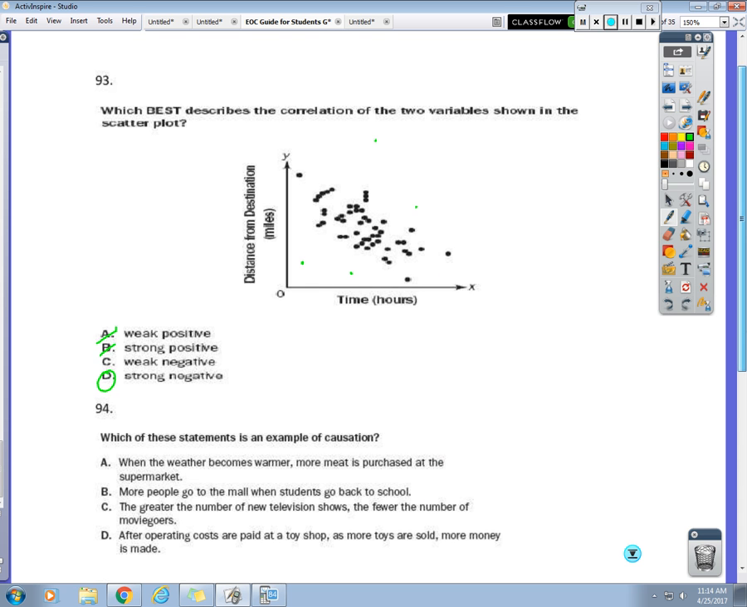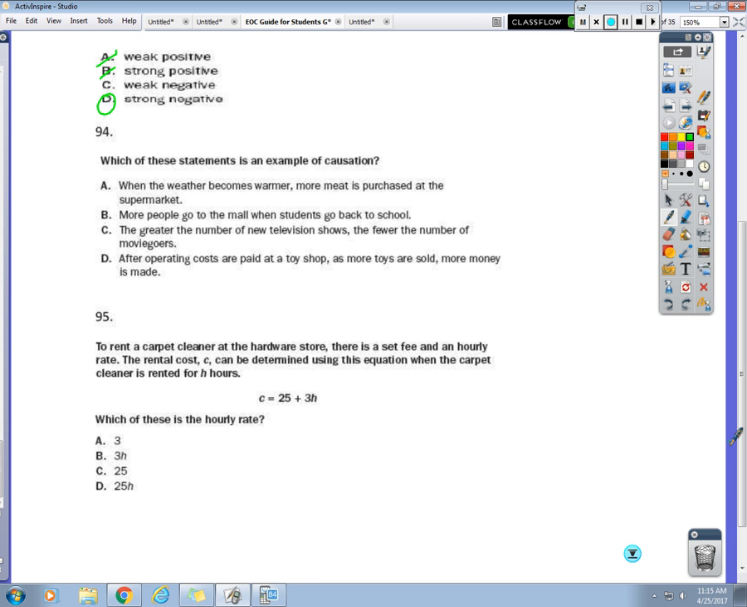Number 94. Which of these statements is an example of causation? Let me read them. When the weather becomes warmer, more meat is purchased at the supermarket. Does the weather becoming warmer cause people to go buy meat at the supermarket? No. There may be a correlation because people have cookouts, so maybe more meat is purchased, but it does not directly cause them to buy the meat.